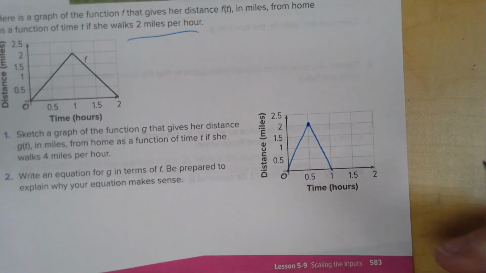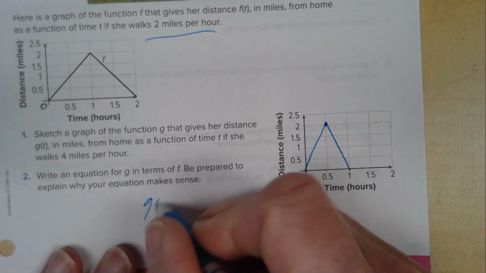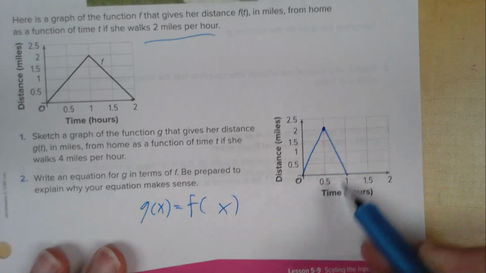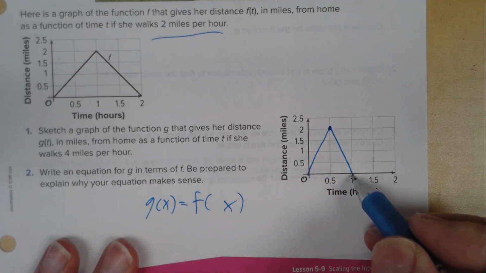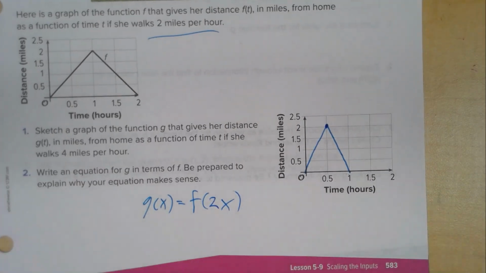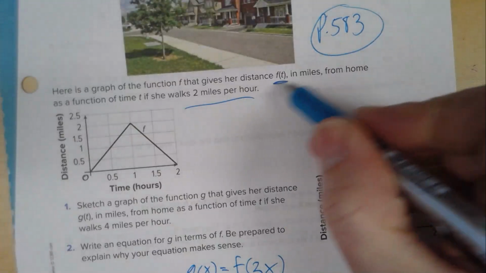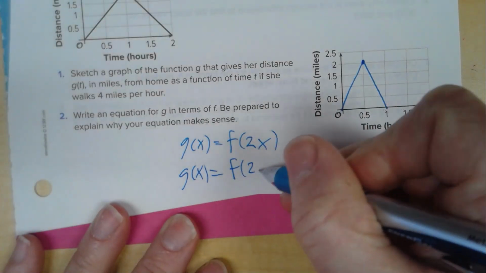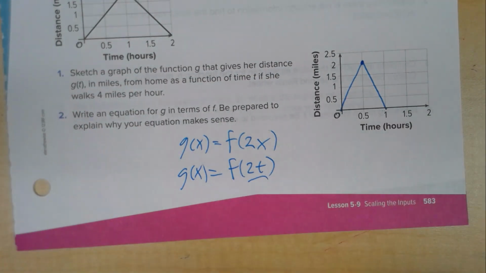Now, what we can do is we can write g in terms of f. So we get g of x is equal to f with an x here. So she's going twice as fast. So when we go twice as fast, we're going to put a 2 in front here. So it's 2x. And I made a little baby whoopsie here. It's f of t, so they go at t in time. So what I really should say is g of t is equal to f of 2t, because time is the independent variable here.